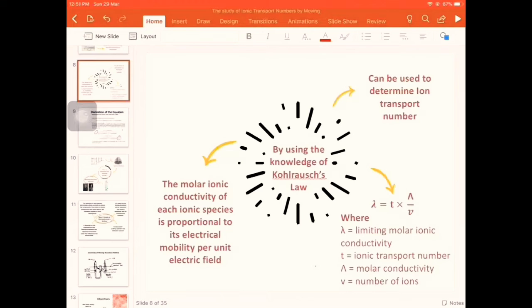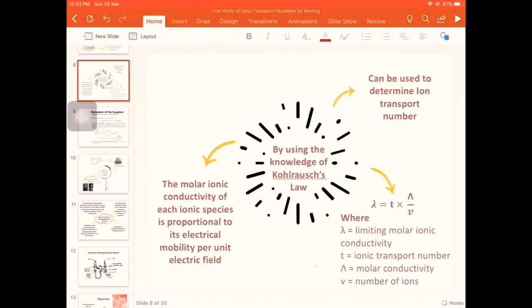Limiting molar ionic conductivity is a term that describes the conductivity of the solution at infinite dilution. For example, all the ions have dissociated and the ions are farther apart. Therefore, limiting molar conductivity will increase with the decreasing of the concentration. That is what I tried to mention from the previous discussion. So we mentioned the molar conductivity and concentration, so both are related, isn't it?